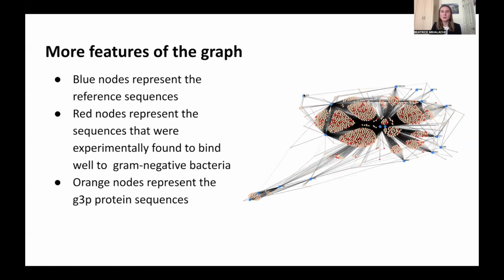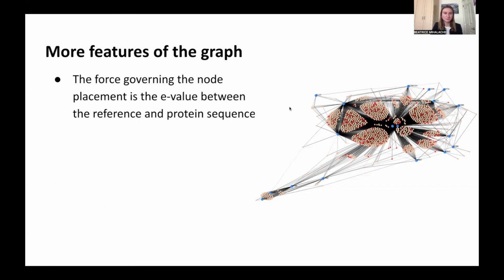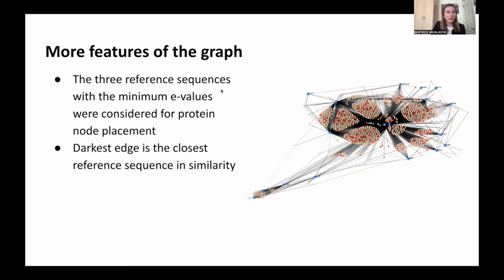Then more features of the graph. So the blue nodes represent the reference sequences, while the red nodes represent the sequences experimentally found to bind well to the gram-negative bacteria, and then the orange nodes are the rest of the G3P protein sequences. Then the force governing the placement, like I said, is the E-value from the BLAST result between the reference and protein sequence. And then the darkest edge, so there's 3 edges coming from each orange G3P protein node. So the darkest edge represents the reference sequence closest in similarity, while the other 2 are the second and third.